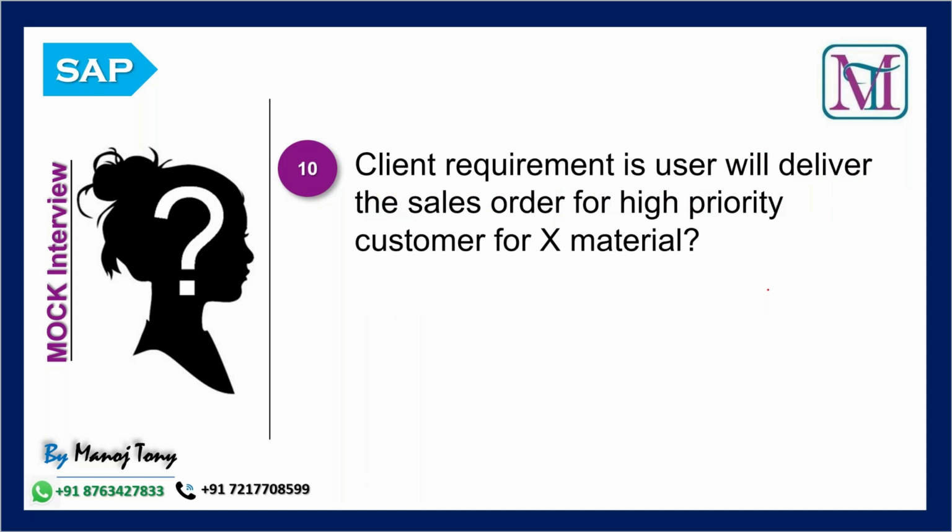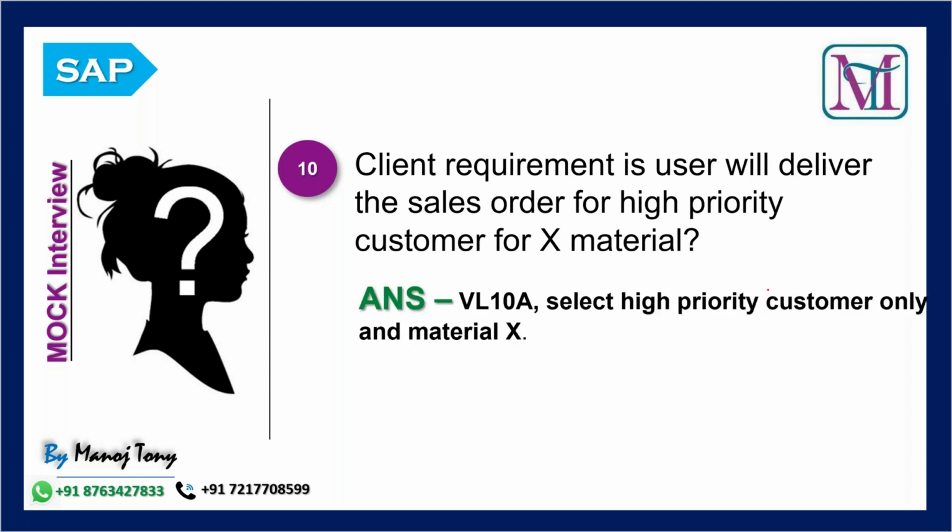Then next, the client requirement, this is a real-time requirement. The client requirement is that the user will deliver the goods. We will deliver the sales order for the high priority customer for X material, because the stock of X material is short. We will distribute the stock to the high priority customer instead of the low priority customer. So the answer would be VL10A. Select the high priority customer, high priority option, and select the material X. Then we can deliver to the high priority customer.